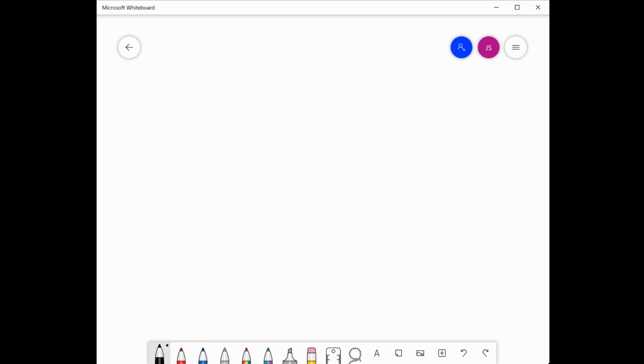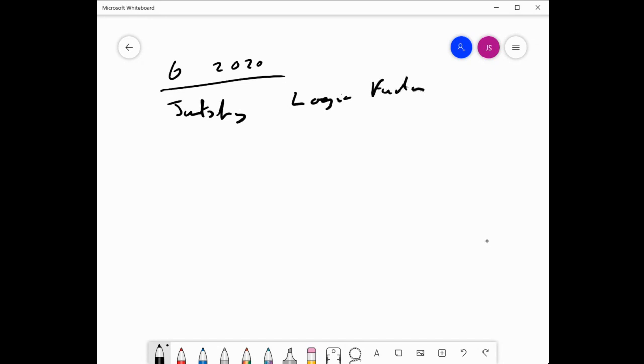Right, somebody was asking a question on the digital neural networks. This was last year, question 6, 2020. The first question was: justify a logic function as a neuron. Oh, I can't write, goodness me.